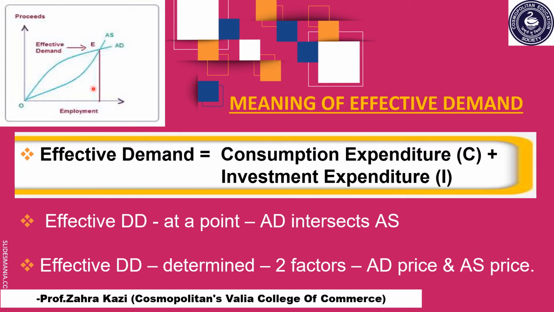If you look at the diagram towards the upper left part, you will understand that effective demand takes place at a point where the aggregate demand and aggregate supply curves intersect each other. So this is the point where effective demand is determined. In addition to this, effective demand is determined by two factors, that is, aggregate demand price and aggregate supply price.